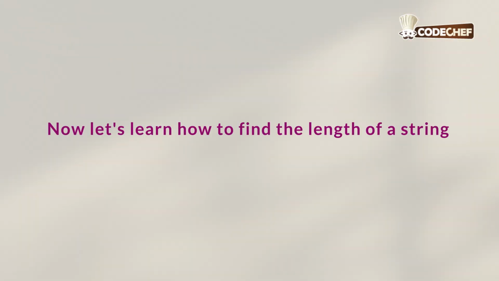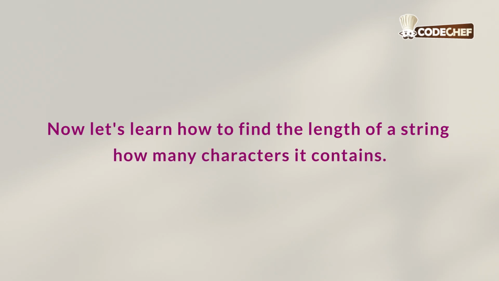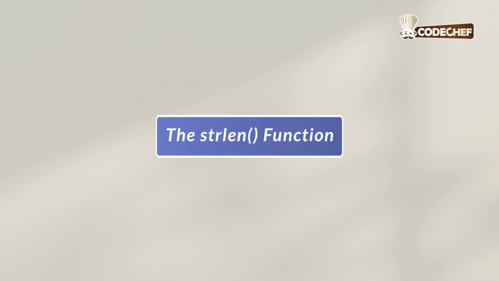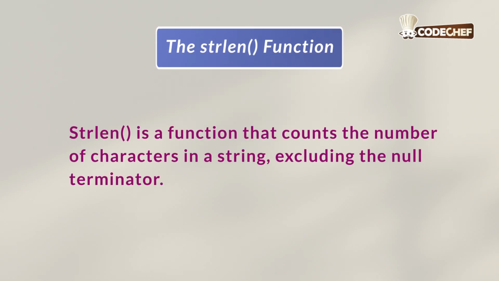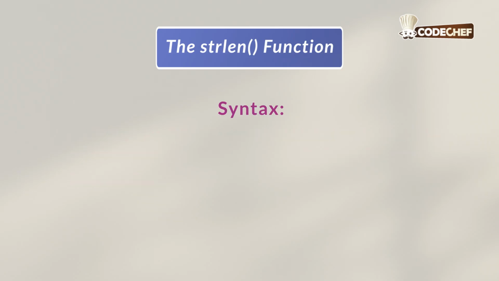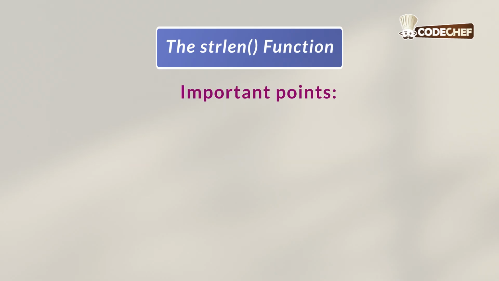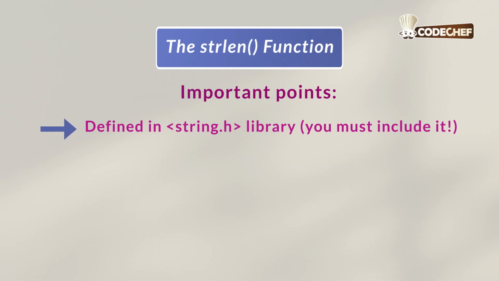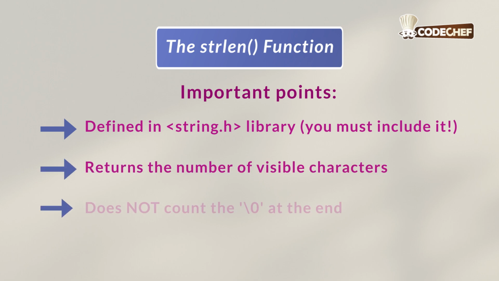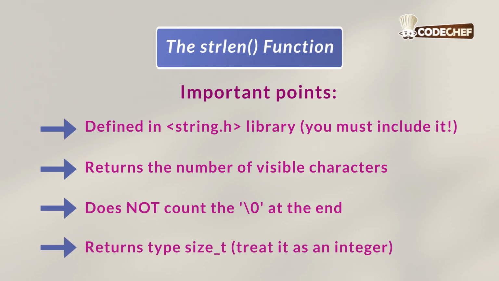Now let's learn how to find the length of a string, how many characters it contains. What is strlen? strlen is a function that counts the number of characters in a string, excluding the null terminator. The syntax is int length = strlen(str). The important points to remember are: strlen is defined in the string.h library. You must always include it. It returns the number of visible characters and it does not count the \0 at the end. It returns type size_t, treated as an integer.